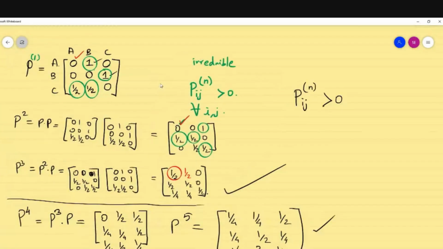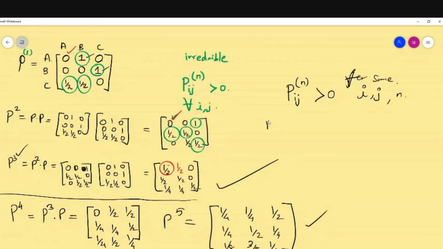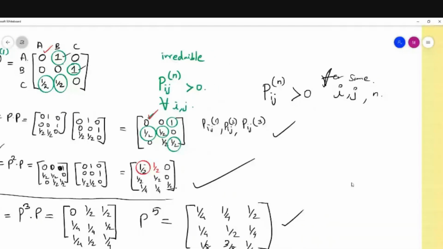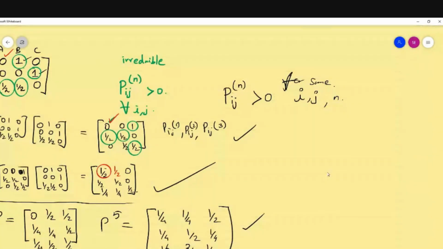In the first step, this 4 is non-zero. In the second step, the remaining 4 is non-zero. In the third step, this one is non-zero. That is, all Pij are non-zero for some i, j and n, right? That's it. So in particular, Pij(3), Pij(1), Pij(2): in these 3 steps itself, we found all the entries are non-zero, right?